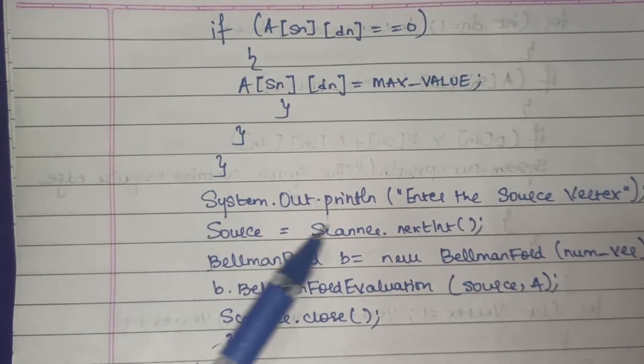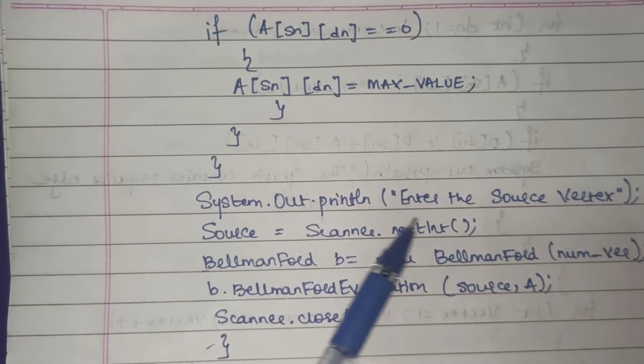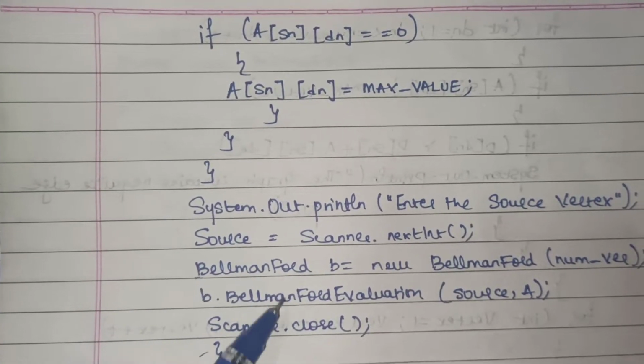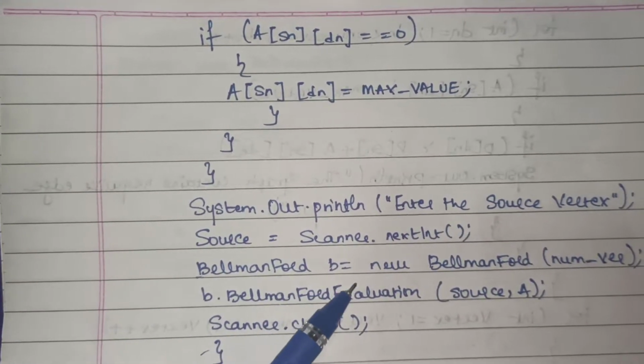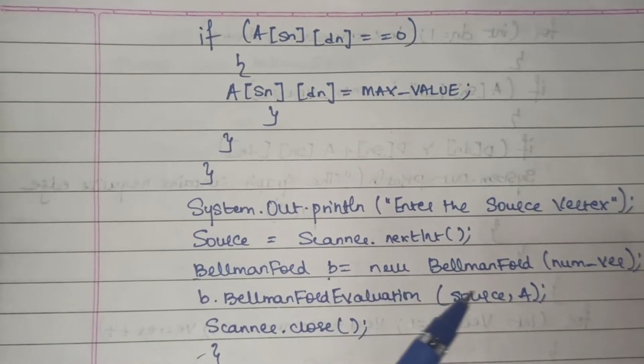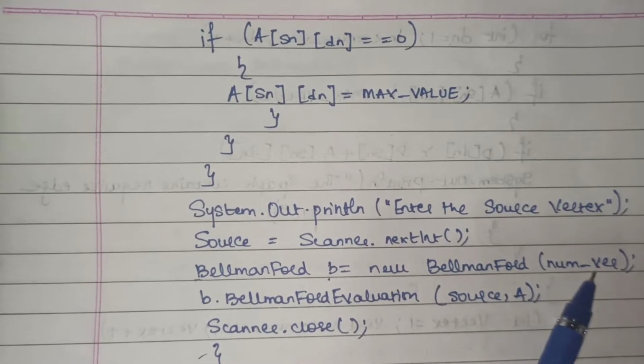Then you ask the user to enter the source vertex, and the source vertex will be entered by the user using the scanner object. Then you have an object that is specified, BELLMANFORD B. This is the object you're specifying for the function BELLMANFORD, and you're passing the argument number of vertices.